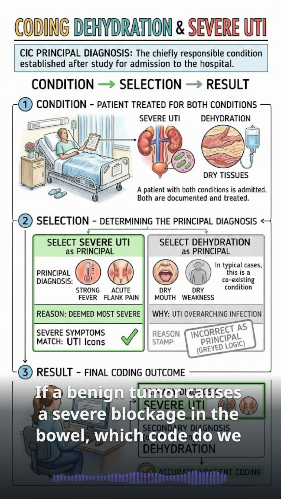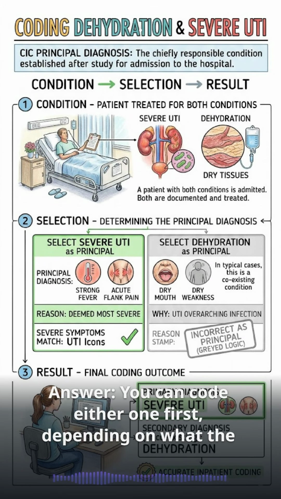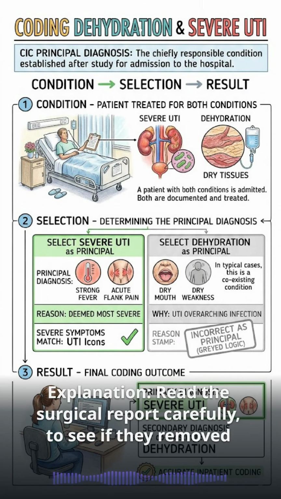38. If a benign tumor causes a severe blockage in the bowel, which code do we put first? You can code either one first, depending on what the doctors spent the most time fixing. Read the surgical report carefully, to see if they removed the tumor or just cleared the block.